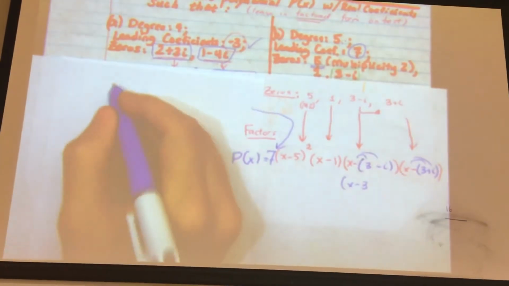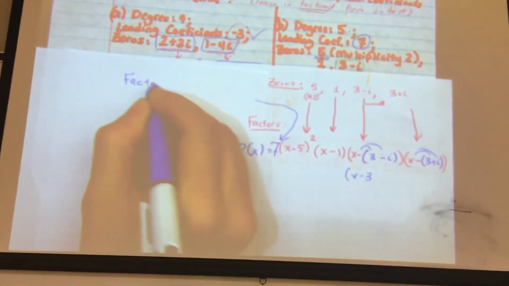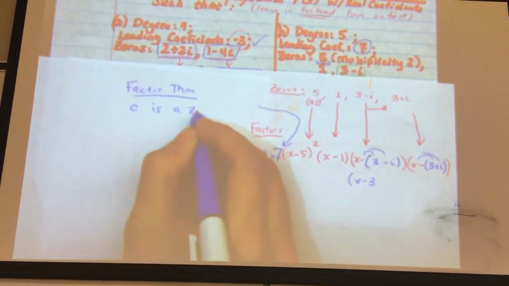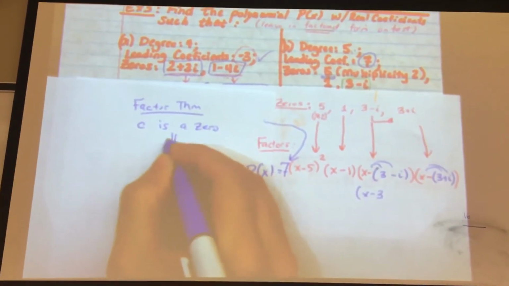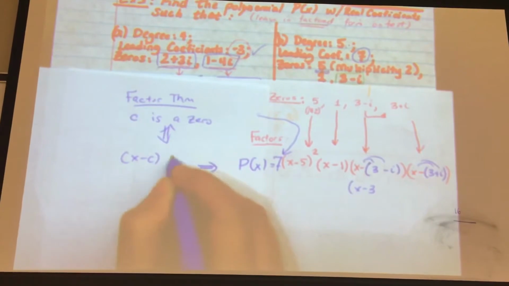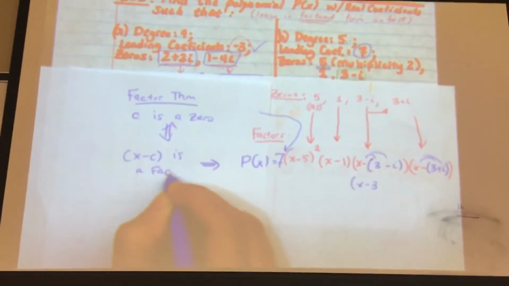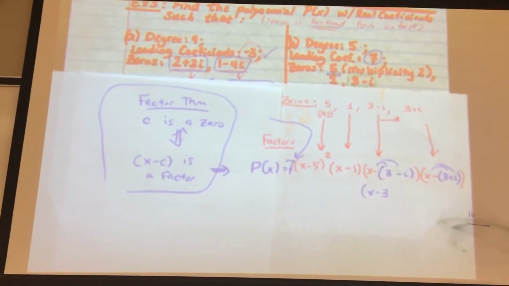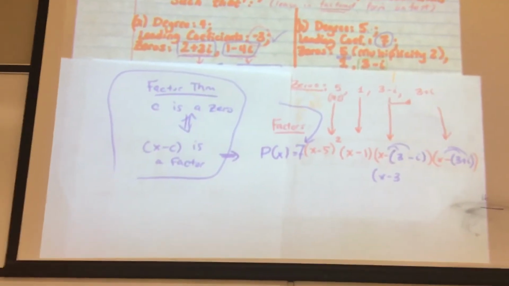So the factor theorem said, one more time, here was our factor theorem for you. It said, if c is a 0, it goes both directions, then x minus c is a factor. So it goes both ways. It's like a given, something that you just do. It's not just because we just want to. It goes back to the principle.